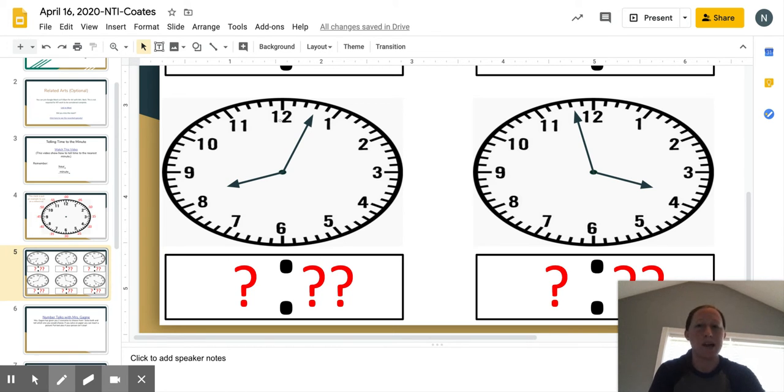And yes, we can all tell time using a digital clock like what we're typing on, but we want to make sure that you can tell time using an analog clock too.